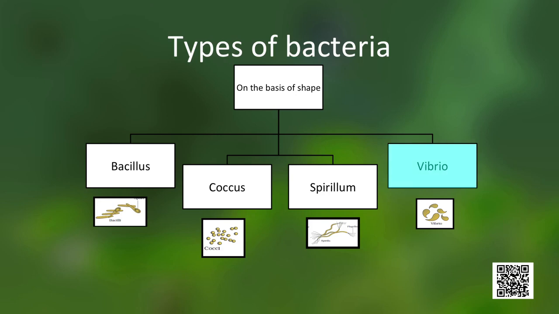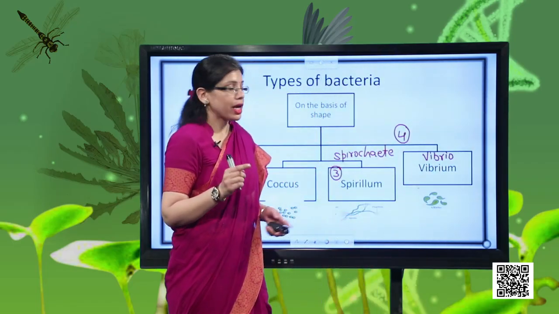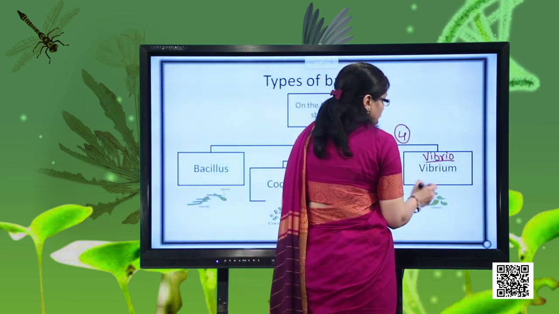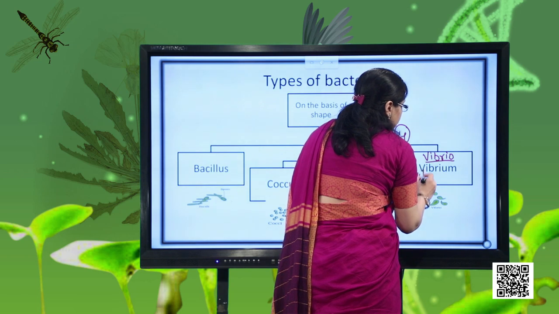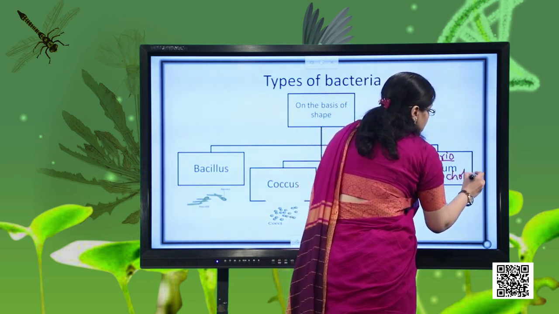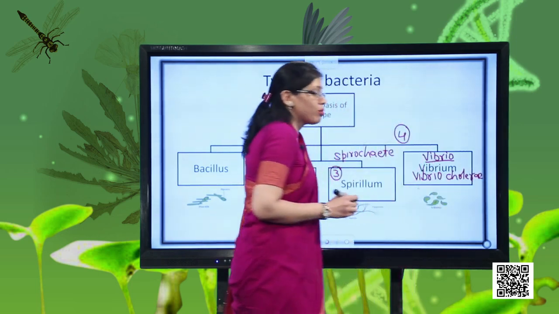Vibrio word stands for having comma shape. All of you have used comma in English language. So any bacteria which is having comma shape, that would be called Vibrio. And the classical example is Vibrio cholerae. This is a bacteria which causes cholera. So this bacteria will be having comma shape, right?